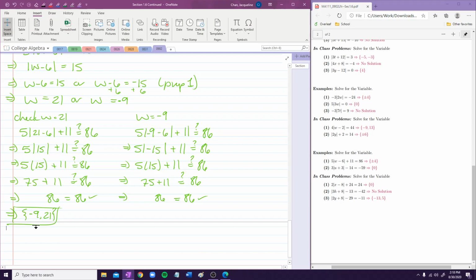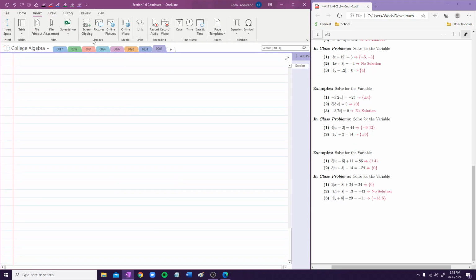So now let's do the final example. The final example for the day: we want to solve for u in 3 times the absolute value of u plus 3, minus 14, is equal to negative 59. Again, what is the very first step? The very first step is isolating the absolute value. So in order to do that, I'm going to first add 14 to both sides. So I get 3 times the absolute value of u plus 3.